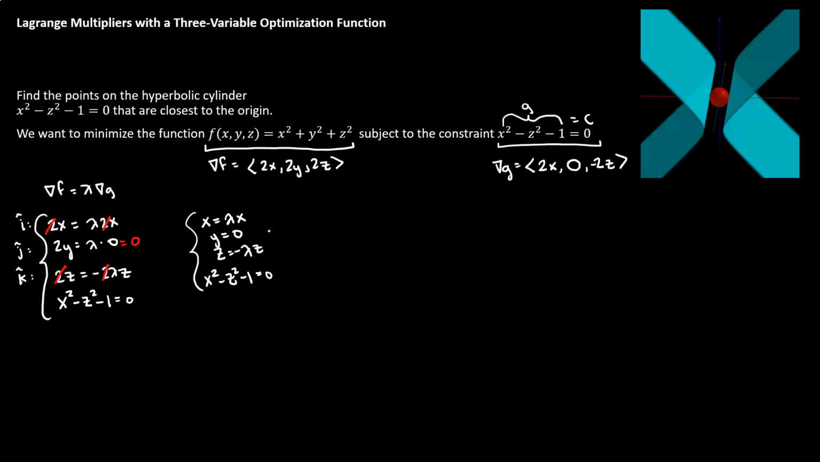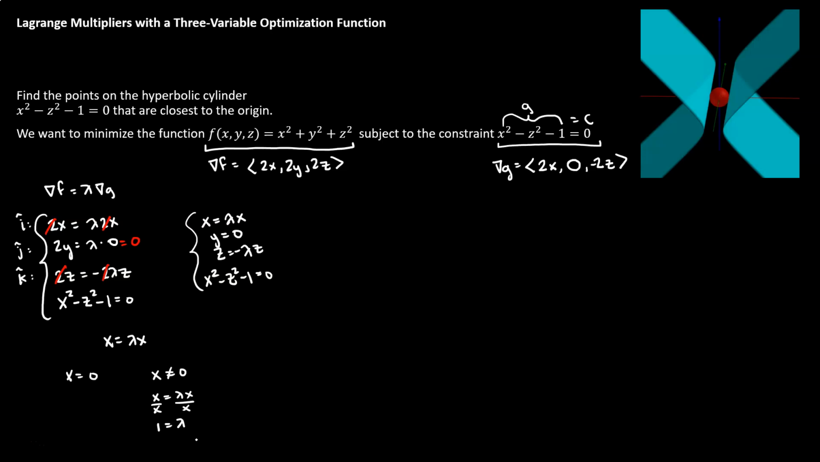To solve this system, we're going to have to examine multiple cases, just like the first time we used this method of Lagrange multipliers. So let's take a look at our first equation, x equals lambda x. We have two possibilities. Either x equals 0 or it does not. If x equals 0, the equation is satisfied. If x does not equal 0, then we can divide x on both sides so that we get 1 equals lambda.